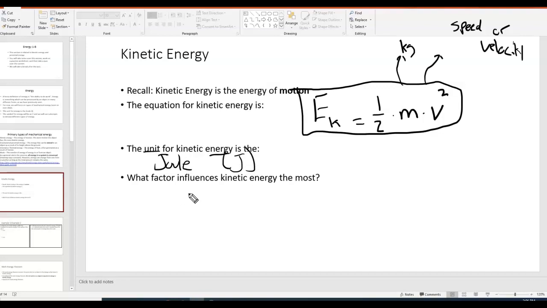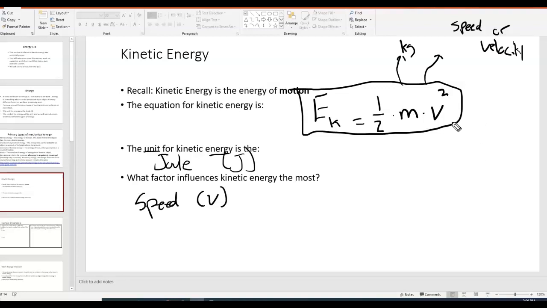And it says what factor influences kinetic energy the most. Now, there's two things in the equation, mass and speed. They're both important, but if you look in the equation, notice the speed is being squared. So v squared is basically v times v. So even though mass is important, it's almost like the speed counts double, because it's v times v again. So the factor that influences kinetic energy the most is speed. That's that v in the equation, because it's being squared.